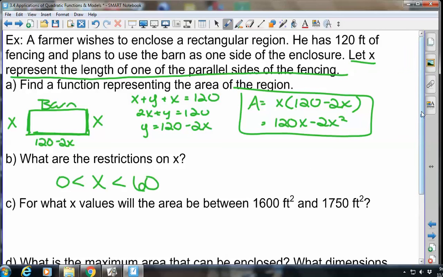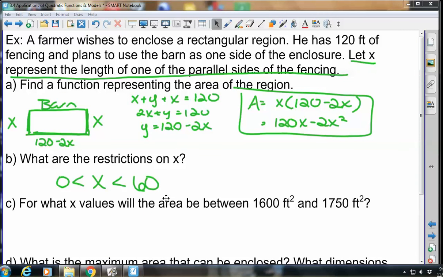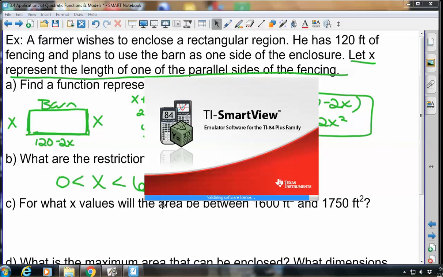Part C. For what x values will the area be between 1,600 feet and 1,750 square feet? We can do this by hand. You would just set your area equation equal to each of these individually and solve them. So, box method, Pythagorean theorem, however it works. We could also use the graphing calculator for this. We've done some of that on the graphing calculator before. So let's try that and see if we can figure it out. I think there was one on your homework that had like volume of the box and trying to get the volume to be between two certain numbers.